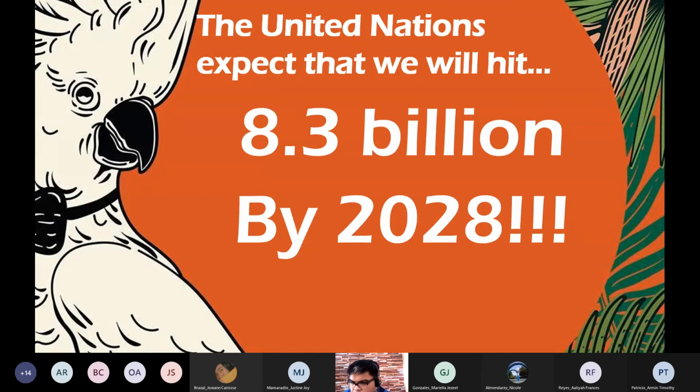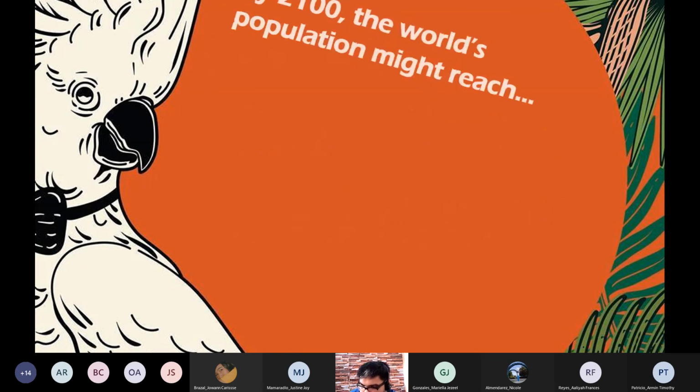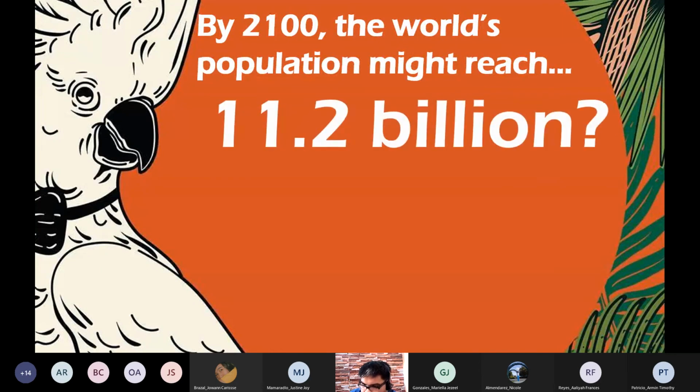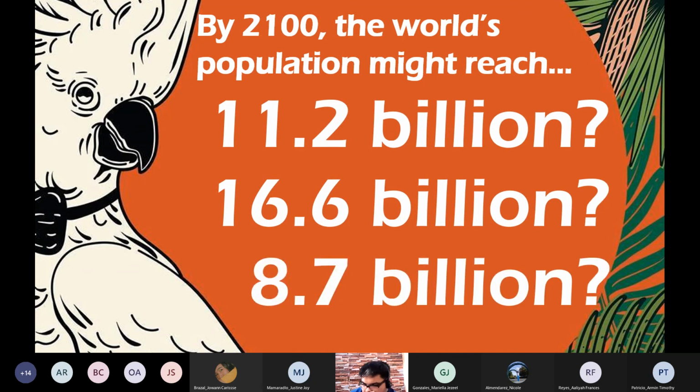Okay. Sa population, no, the United Nations expect that we will hit 8.3 billion people by 2028. Study lang yan. Pero malaki yung chance na umabot tayo ng 8.3 billion. By 2100, the world's population might reach what? 11.2? 16.6? Wow, grabe yun. Or bumaba pa tayo, no? 8.7 billion.